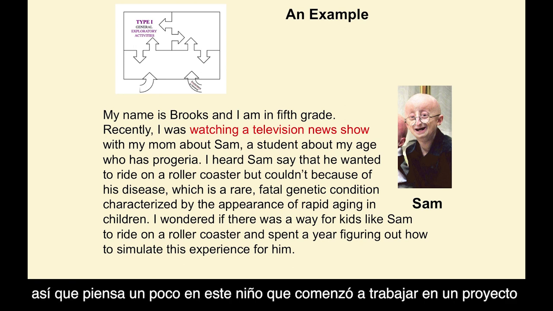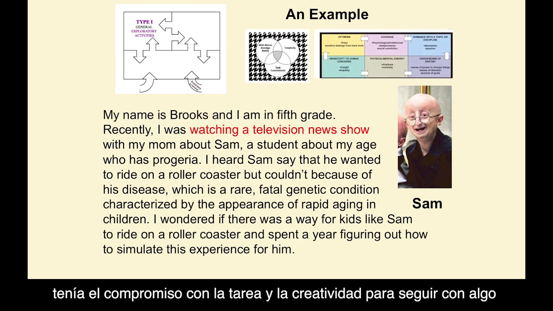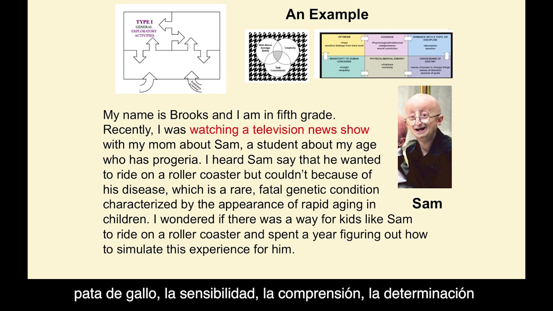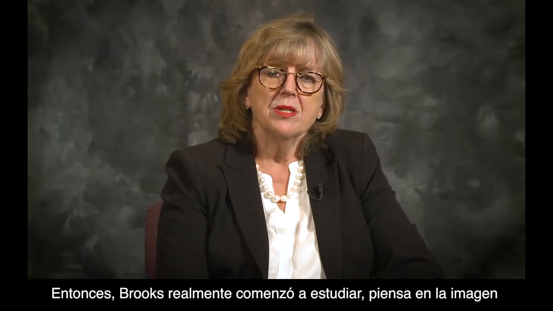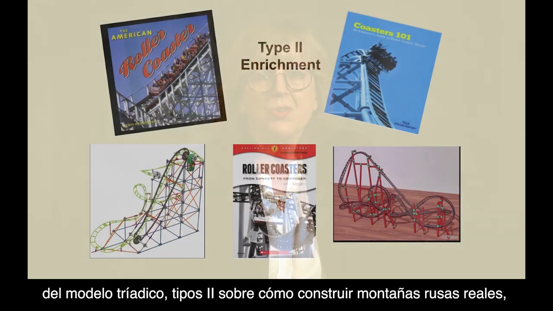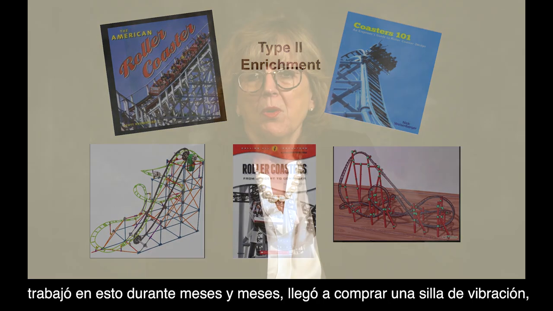So think a little bit about this young boy, who began to work on a project that took him several months. He had the above average ability, the task commitment, and the creativity to stick with something that took him months. And think about what Joe mentioned in Operation Houndstooth: the sensitivity, the understanding, the determination to follow through, and wanting to make the world a better place for Sam. So Brooks started studying, and think about the Enrichment Triad Model, Type Twos, and how to build roller coasters, how to design roller coasters, how roller coasters worked. He worked on this for months and months.